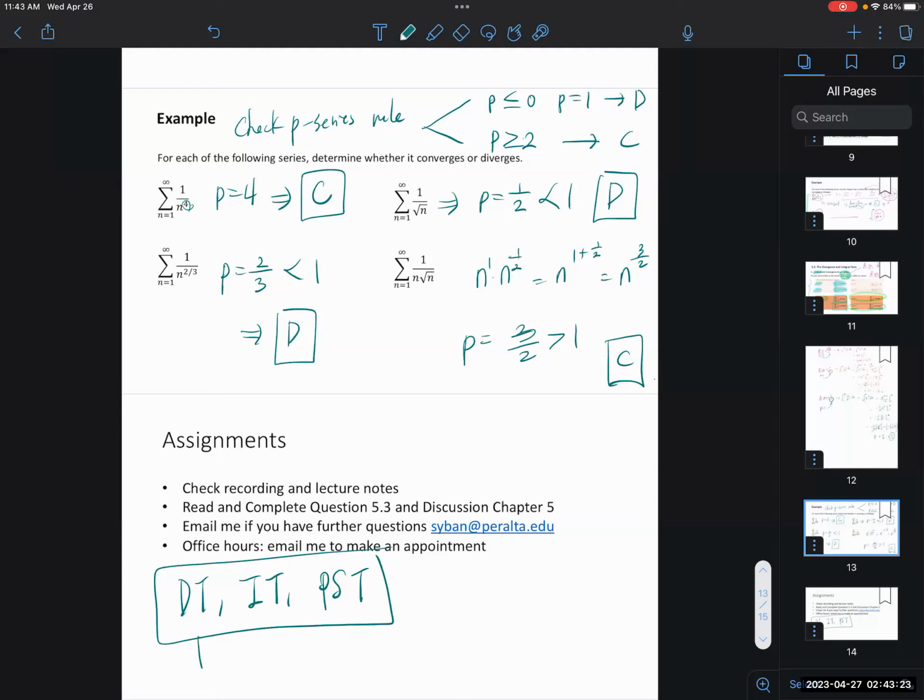Go back to the textbook and look at the definitions one more time: what the divergence test is, what the integral test is, what the p-series test is. They have different conditions to see whether a series is divergent or convergent. Okay, so that's all for today, 5.3.